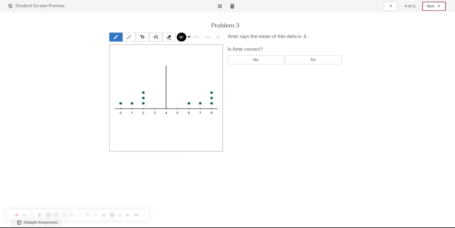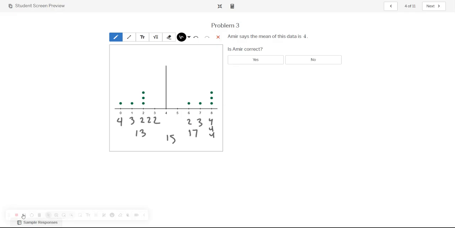Here we go. Amir says that this is 4. Okay, so 0 is 4 away, 1 is 3 away, 2 is 2, 2, 2. When I add that up, I've got 7, 9, 11, 13 over here. And then over here, I've got 2, 3, and then 4, 4, 4. When I add up that, I get 17, and so I need it to be 15 on each side.